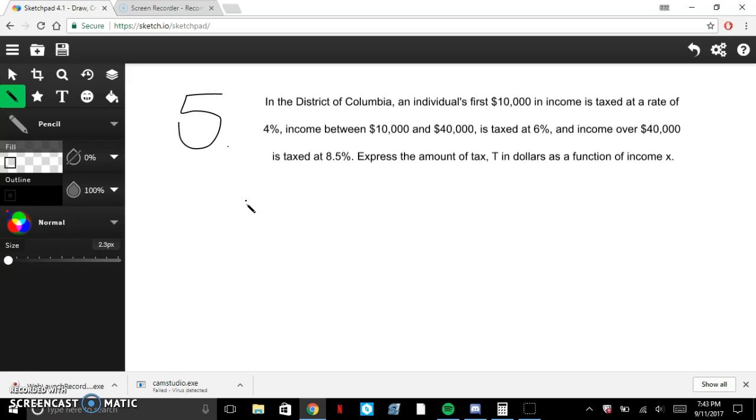The first equation is obviously T of X, because this is our output, equals 4%, or 0.04, times our input, which is X. And this is our first equation. This is the equation you would use to figure out how much of your income is being taxed if you earn $10,000 of income or less.